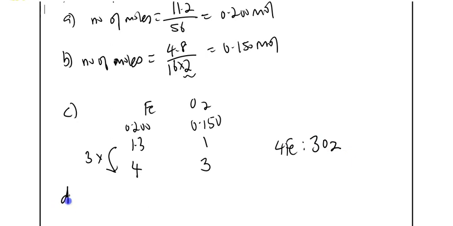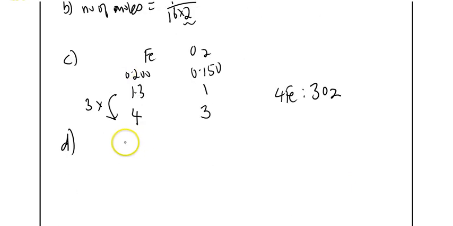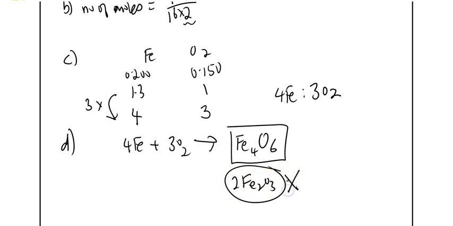So with this, if I write part D, the overall equation for the reaction, I have 4 iron reacting with 3 oxygen, giving me Fe4O6. Okay, Fe4O6. Do not write Fe2O3 with a coefficient of 2, because in this case, what you can determine from the equation is Fe4O6 only. You cannot conclude that it is actually Fe2O3 and there's 2 units of Fe2O3. So this is not conclusive, but this is conclusive.